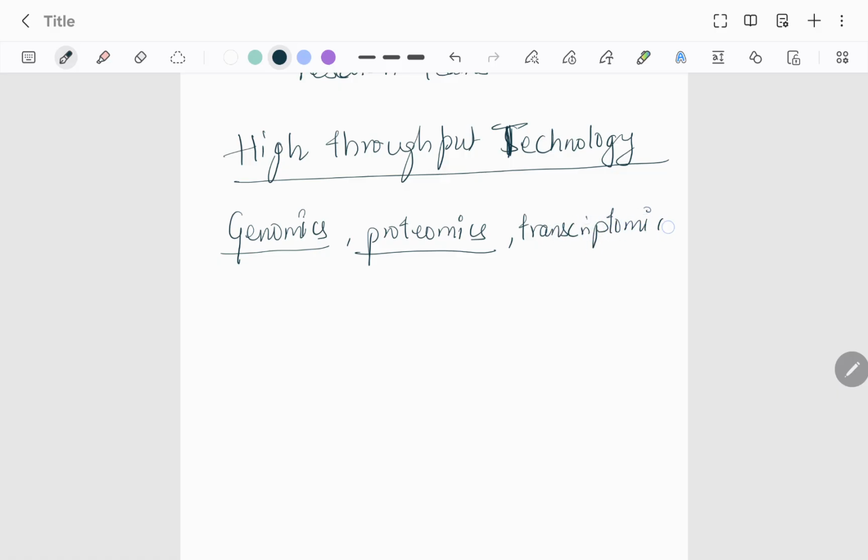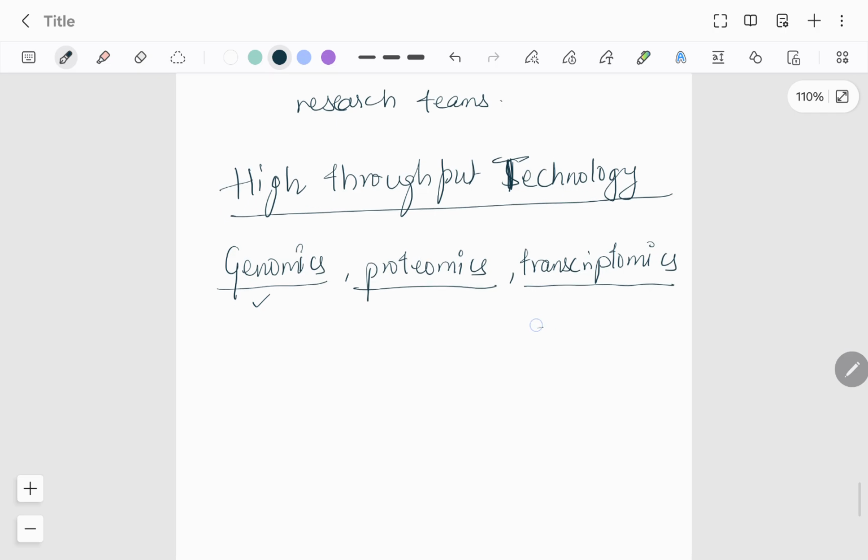Now what is transcriptome? You know, the entire set of DNA is the genome, and its study is genomics. From the DNA, what do you get during transcription? RNA. So whatever RNA is present inside a given organism, that total RNA is known as transcriptome.